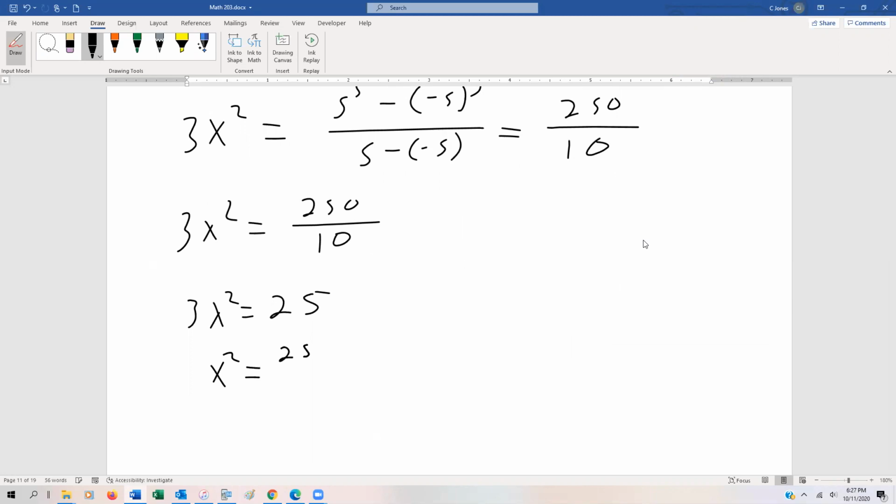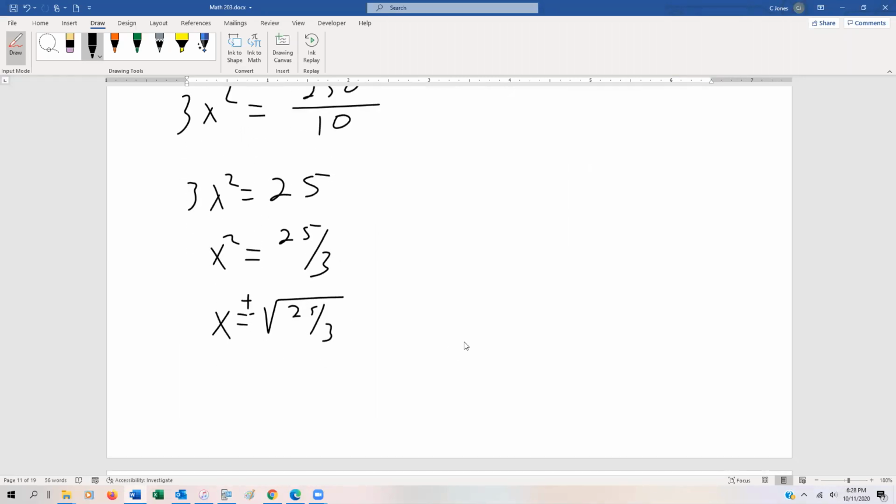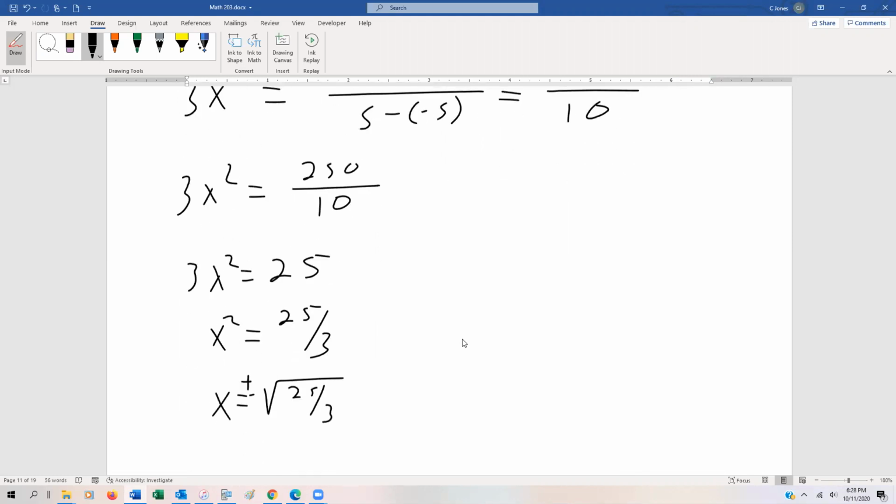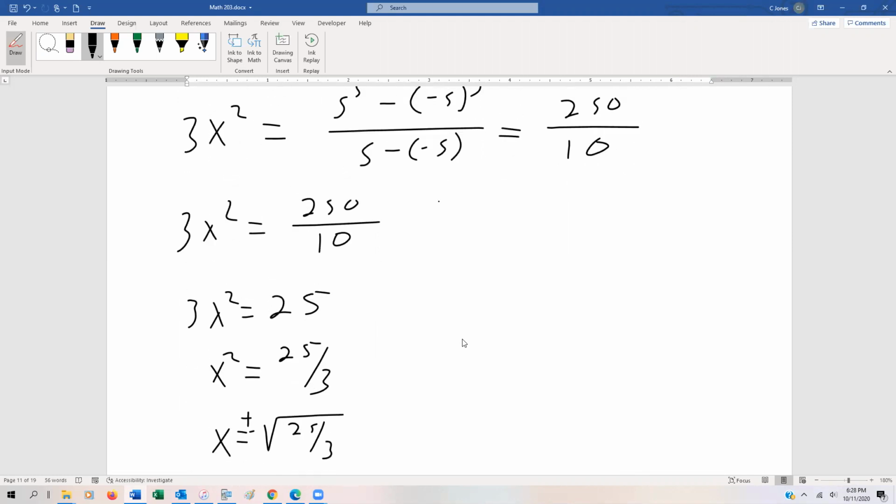x squared is going to be 25 thirds, and then we're just going to take the square root of that. Okay, so x is going to be equal to not just the square root of 25 thirds, but plus or minus the square root of 25 thirds. And of course, we want to simplify this. All right, and so this one's a little bit sneaky, so we need to make sure we simplify it completely. All right, so another way we can write this is the square root of 25 over the square root of 3.